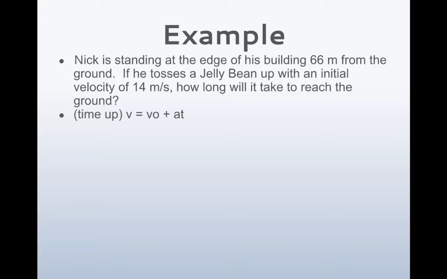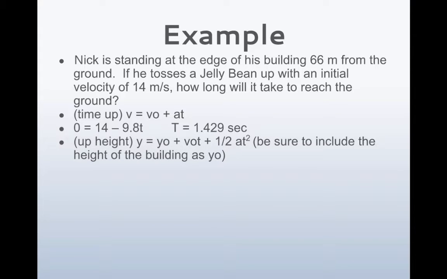Step 1, we have to find the time up. We're going to use kinematic 1 to find the time up. Plugging in the values we know, 0 = 14 minus 9.8 t, we get a time of 1.429 seconds. Because the final v is the velocity at the top, which is zero.